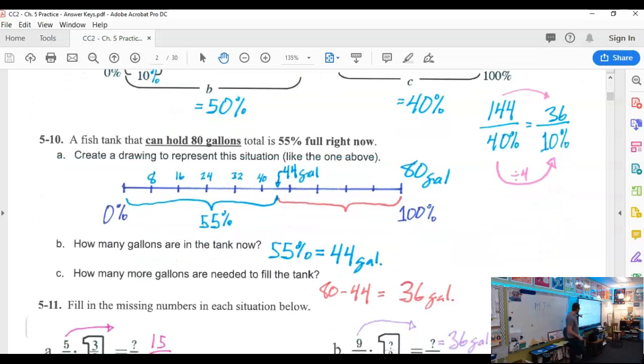So guys, number 10 says to create a drawing. Like what we did in class with those percent diagrams, you could create something like that. It wouldn't have to be split into 10 pieces, but you could. So remember, if this is not done, you're checking it.